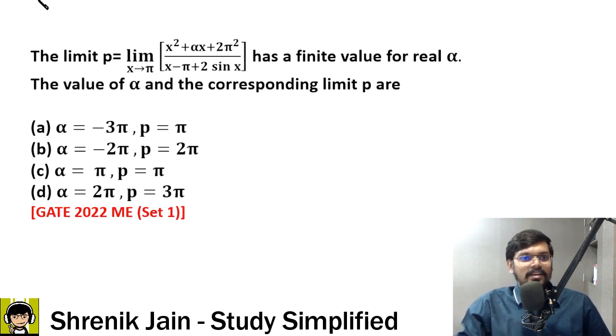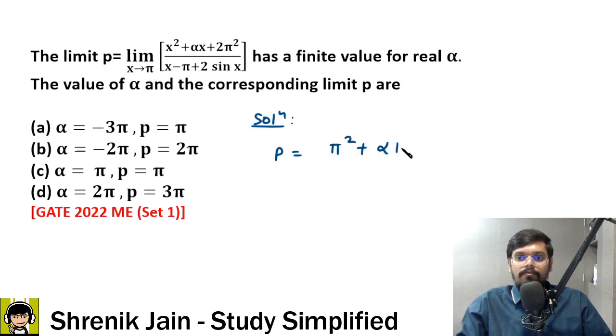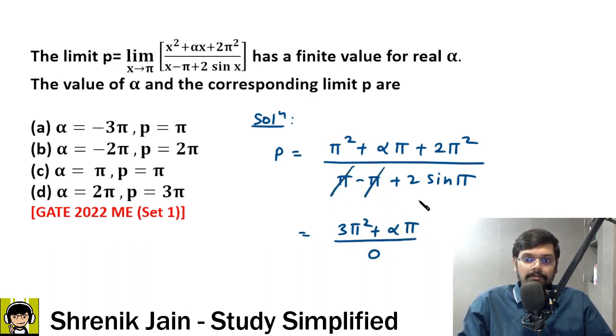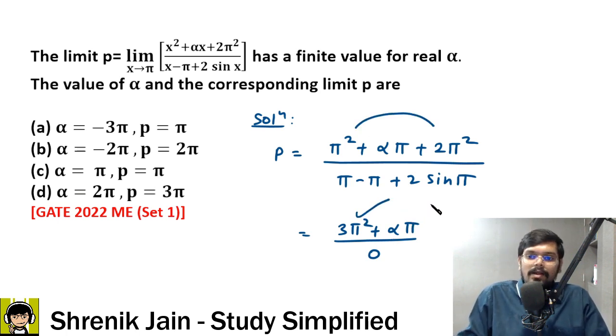Yes or no? Check it out. What you were doing is, if I do the direct substitution, p is equal to pi square plus alpha into pi plus 2 pi square divided by pi minus pi plus 2 sin pi. Sir, numerator becomes 3 pi square plus alpha pi and denominator becomes 0, because pi minus pi cancel and sin pi is 0. Sir, now I do not know how to comment on p and how to comment on alpha.